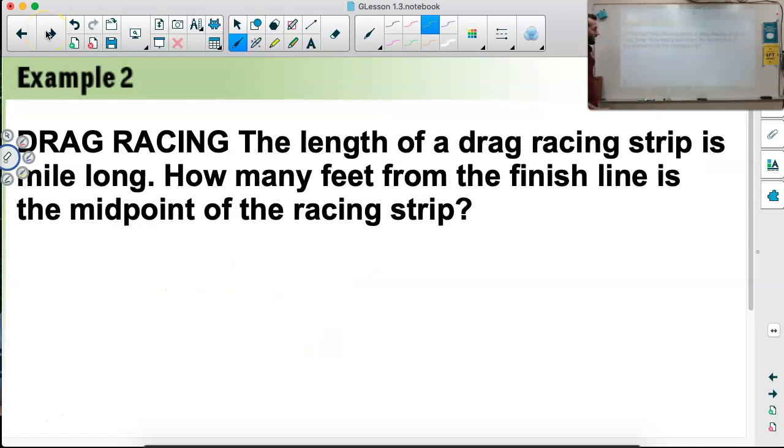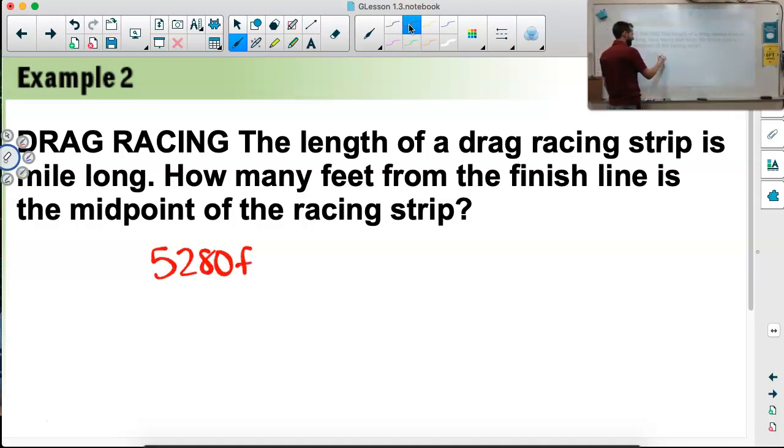All right. The length of a drag racing strip is a mile long. I apologize. How many feet from the finish line is the midpoint of the race? Well, if it's 1 mile, that would be 5,280 feet. So the midpoint would be half of that.